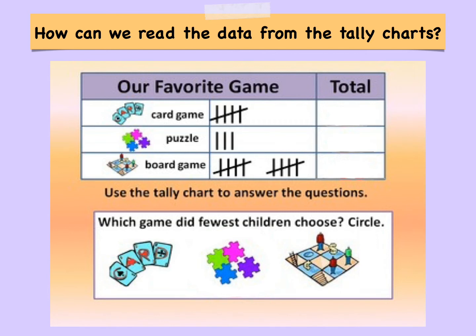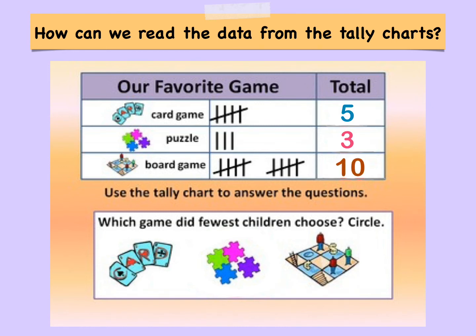So we will read this chart and find the total of each game. Then we answer the question. Are you ready for that? Let's start. The first one, the card game, shows 4 lines with a slant line crossing it. So what does it mean? The total of the children that chose the card game is 5. Well done. Then the puzzle. Yes, perfect. 3 children chose the puzzle. And for the board game, we can see 2 groups of 5. Well done. That means the total is 10.